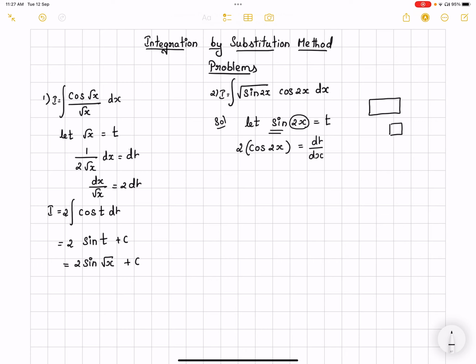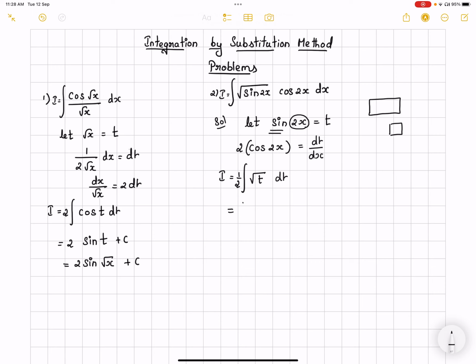So hope you understood. Based on that only we have done with our differentiation. Now let's go ahead and do the changes. Here I have root of sin 2x, that is going to get changed as root t. And then cos 2x dx, I would be writing it as dt by 2. So dt, and 1 by 2 would be coming out because it's a constant.